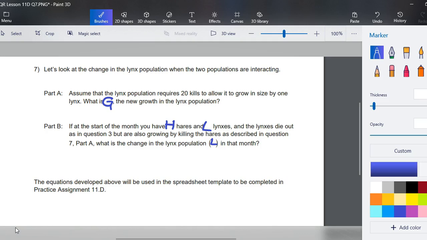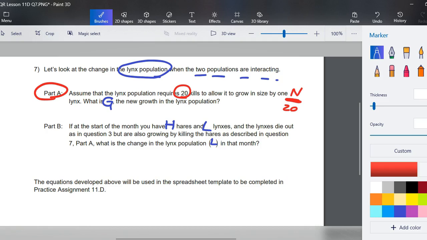We just finished looking at the hare population, and now we're going to look at the lynx population when the two are interacting. So part A asks us to assume that the lynx population is going to require 20 kills to allow it to grow in size by one lynx. One growth, one up. In other words, for every one of these lynxes, we're going to need to have 20 kills to sustain the lynx population.